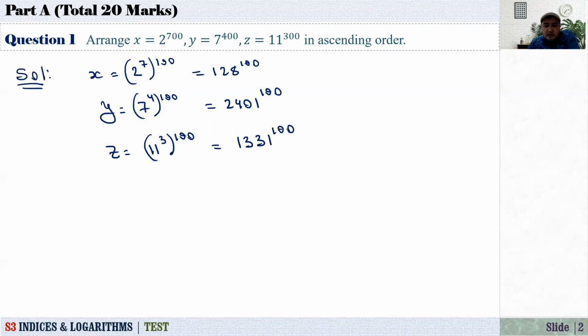Now, all the powers are the same, right? So which one is the smallest? It says ascending order from the smallest to the biggest. The smallest one is x, the second smallest is z, and the third is y. Why? Because of the bases: 128 is less than 1331, which is less than 2401. So x is the smallest, the second smallest is z, and the biggest of these numbers is y.